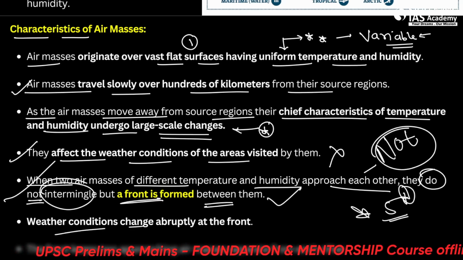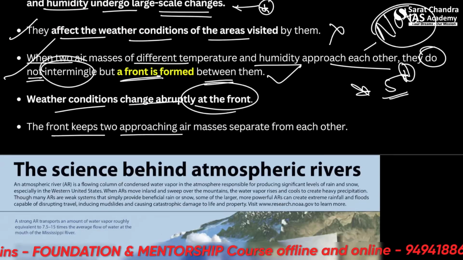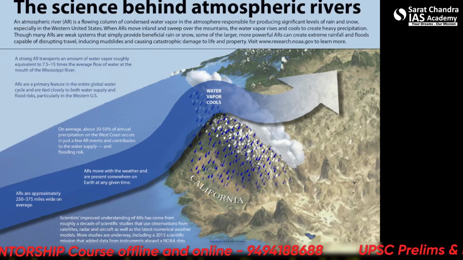Weather conditions change abruptly at the front. The front keeps two approaching air masses separate from each other. Remember, they do not meet or make, let's say, an intermingling.